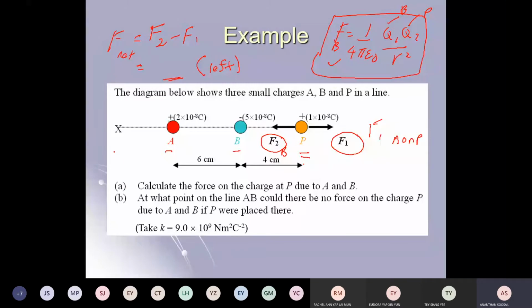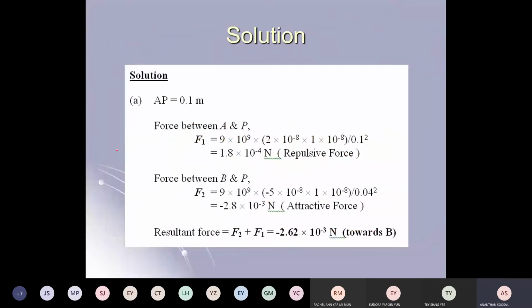So if you substitute, I show you the working. I think you should be able to get this answer. So negative shows the direction is towards B. Here in the working, the sign of charge is included.